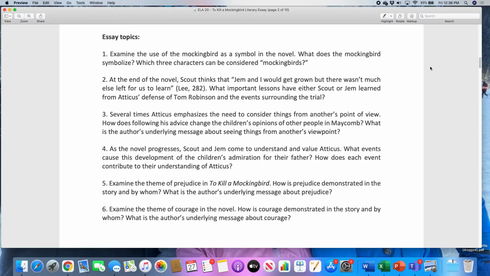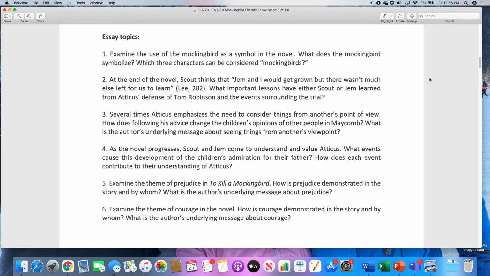Prompt 4. As the novel progresses, Scout and Jem come to understand and value Atticus. What events caused this development of the children's admiration for their father? How does each event contribute to their understanding of Atticus? 5. Examine the theme of prejudice in To Kill a Mockingbird. How is prejudice demonstrated in the story and by whom? What is the author's underlying message about prejudice?